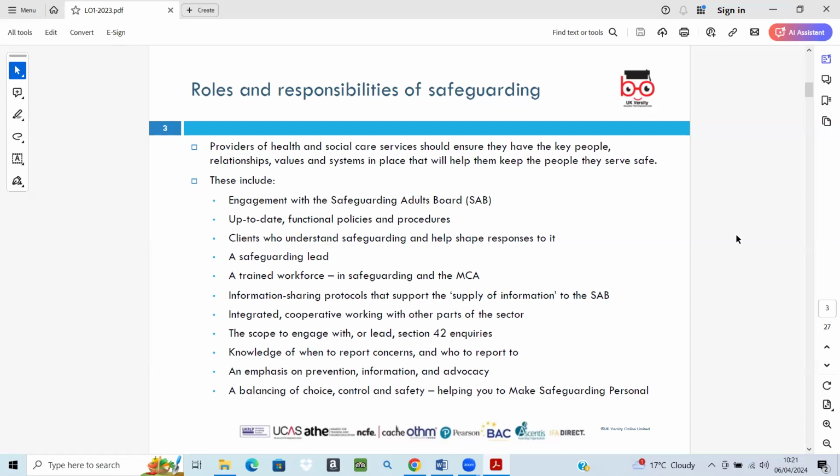Now, if we discuss balancing choice, control, and safety, safeguarding should balance an individual's choice and control over their life with the need to ensure their safety. What I have missed is... I hope I have covered everything from this slide.